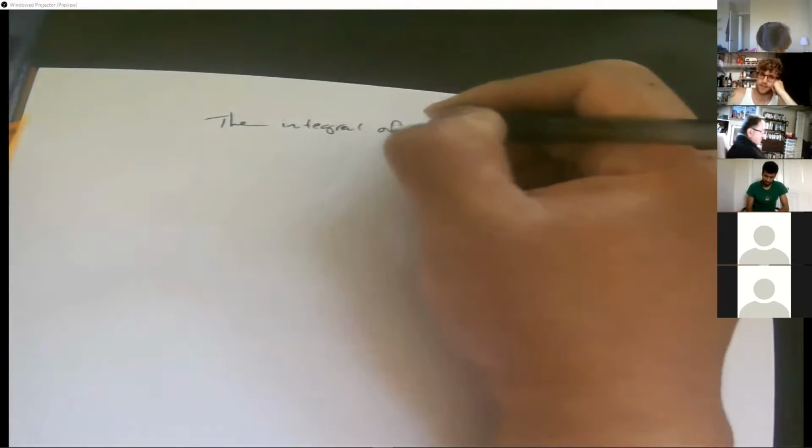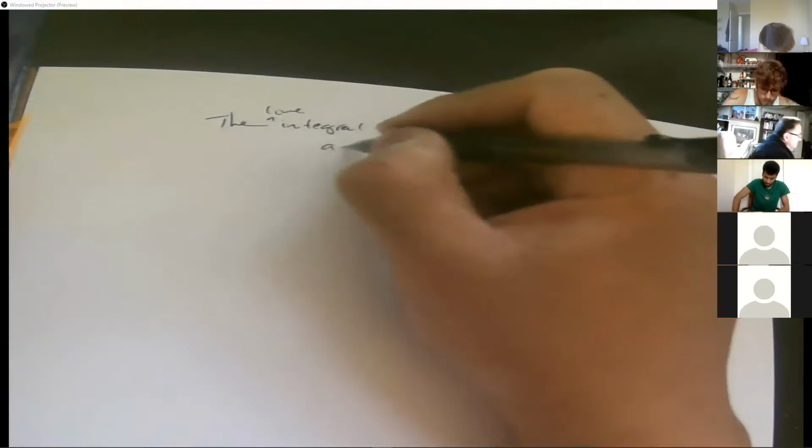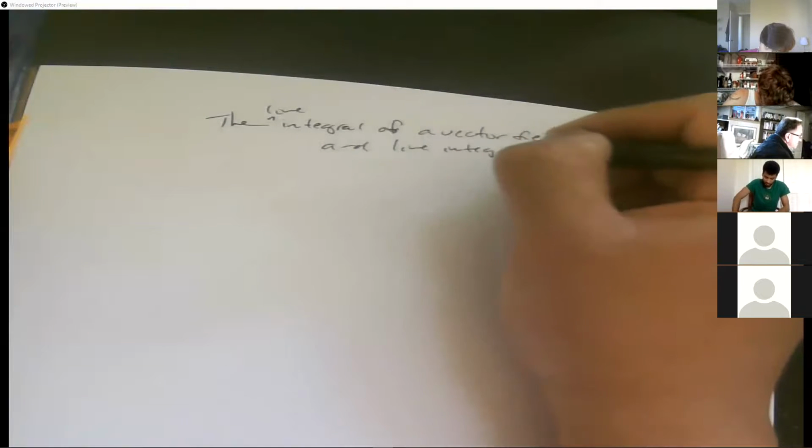There's one more thing to discuss, and it goes back to why we were talking about x's and y's and z's to start with. I want to relate the integral of a vector field to the integral of scalar fields, which we talked about at the beginning. So the line integral of a vector field and line integrals of scalar fields.